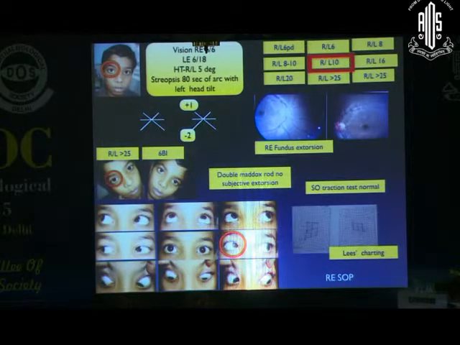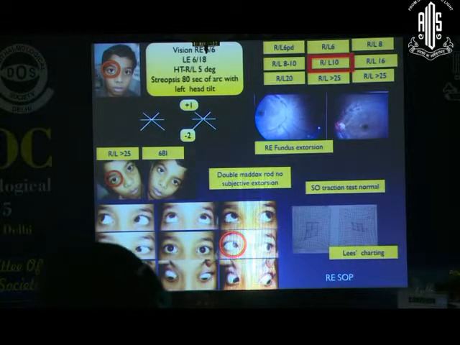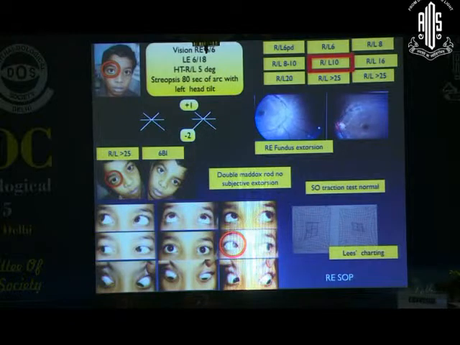You can see there is right eye hypertropia, which is increasing in the left gaze and increasing on the right head tilt. In the primary position, you can see there is R by L of 10 prism diopters. On the fundus, there is right eye extorsion. On the double Maddox rod, there is no subjective extorsion, and SO traction test was normal. So this was a case of right eye congenital superior oblique palsy.